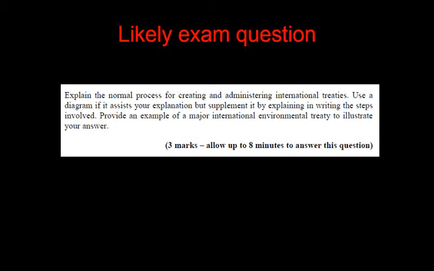Before I do that, can you just flag that diagram? It's the sort of thing that might pop up in the exam. So here, a short answer question worth 3 marks: Explain the normal process for creating and administering international treaties. Use a diagram if it assists your explanation, but supplement it by explaining and writing the steps involved. Provide an example of a major international environmental treaty to illustrate your answer. So what we've just covered, again, I choose questions for the exam that really just test whether you understand fundamental concepts, and that process is really valuable to understand.